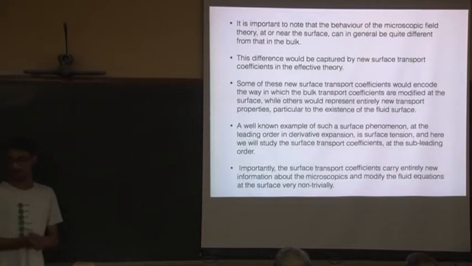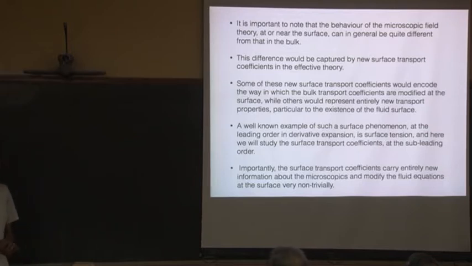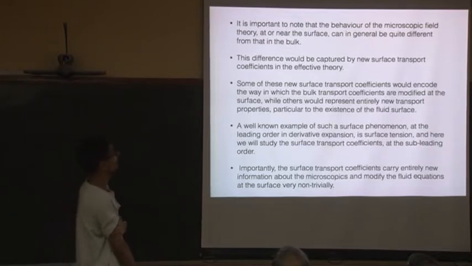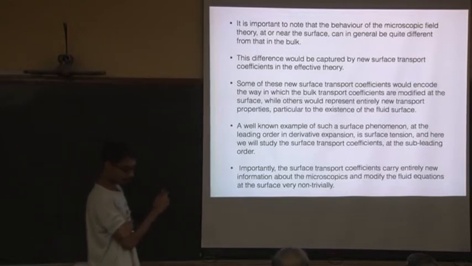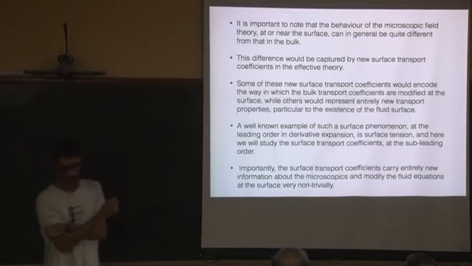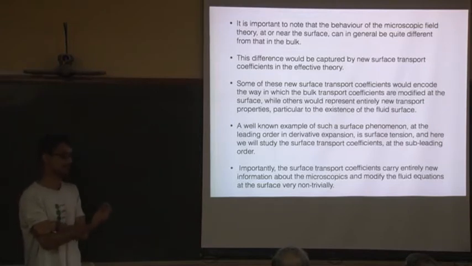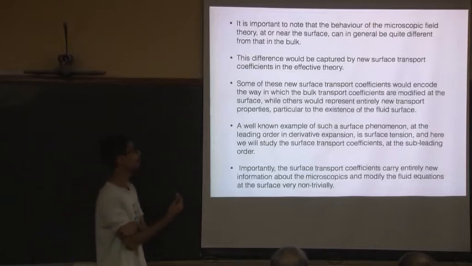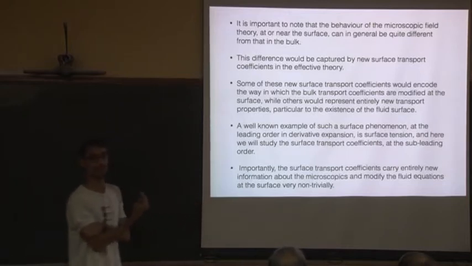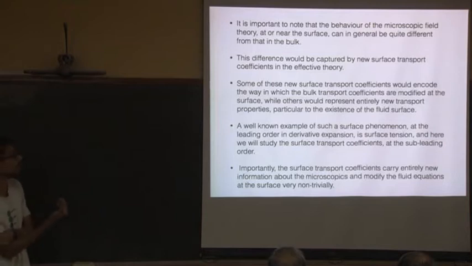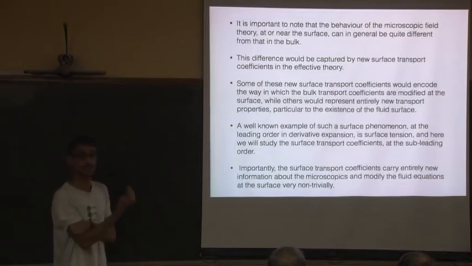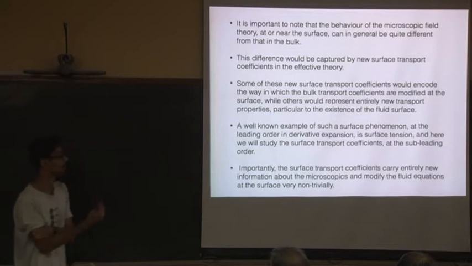It's important to note that the behavior of the microscopic field theory at or near the surface can in general be quite different from that in the bulk. And this difference would be captured by new surface transport coefficients in the effective theory. Some of these transport coefficients may suggest new relations between the bulk transport coefficients, or some of them might be particular to the existence of the fluid surface and have nothing to do with the bulk transport coefficients, which will anyway be there even if there is no surface.